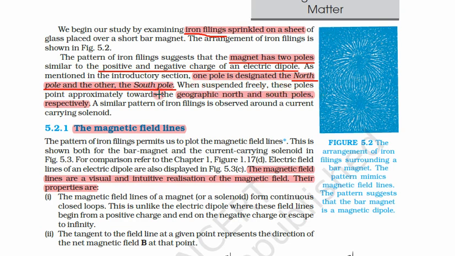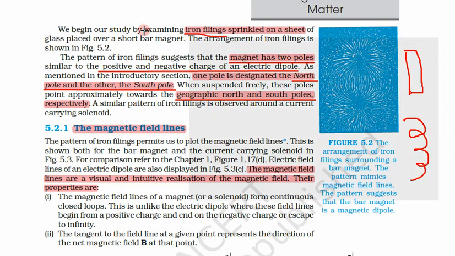When suspended freely, these point approximately in geographic north and south. So north points towards north, south points towards south, because the geographic north of the earth is magnetically south and the geographic south of the earth is magnetically north. A similar pattern of iron filings is observed under a current carrying solenoid. So a bar magnet is equivalent to a solenoid, because the same pattern occurs for both of them.